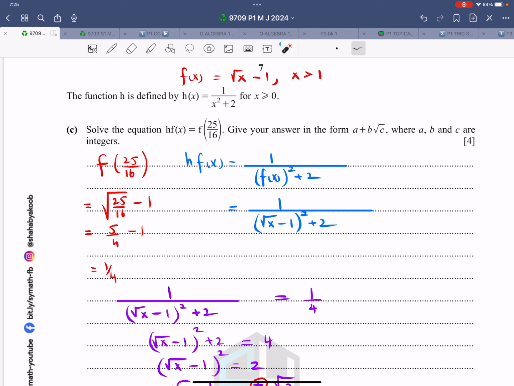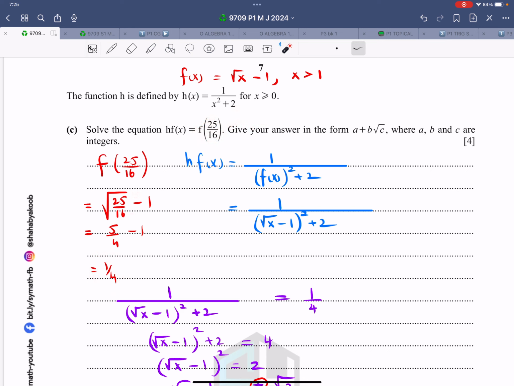We already have f(x). So now I don't have to flip the pages on and off, what I do is that I take that f(x), I write it over here, all the necessary details, so that my concentration, my focus is just on this page. So if I plug in 25 over 16 over here, I simplify, I get 1/4. In other words, I have to solve this equation, h of f(x) equals 1/4.